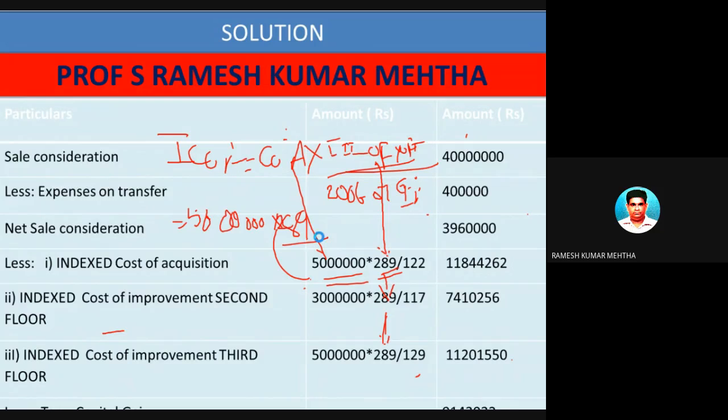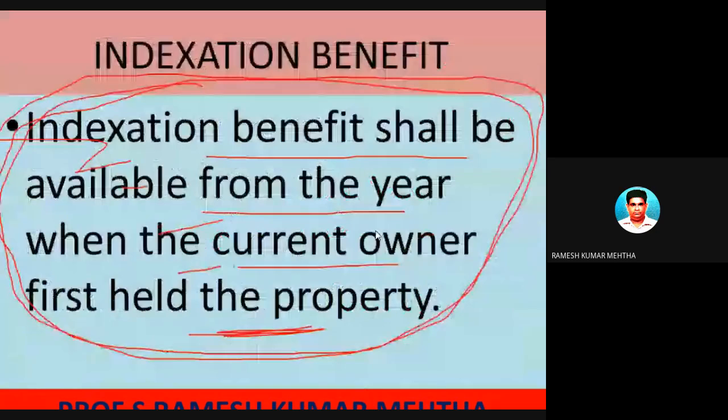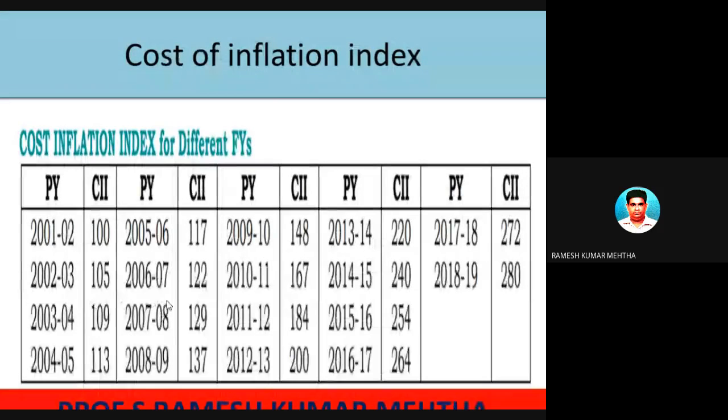In this case, Mr. NS Mehta was the previous owner. He gifted this to Mr. Ramesh Kumar Mehta on 1/1/2007. Okay, you have to change this one. So it is in the year 2006-2007 which he has gifted, not sold. And the inflation index of this is 122. If you look here, 122, 122.